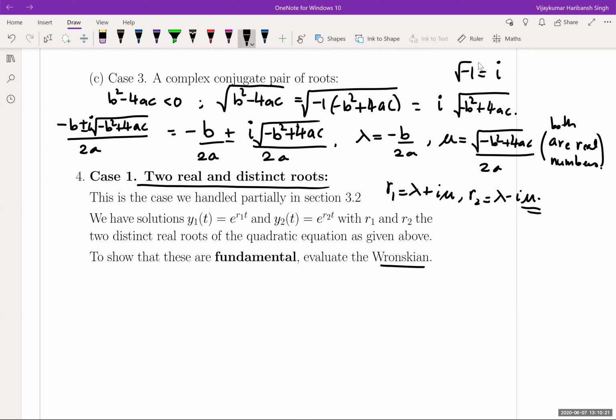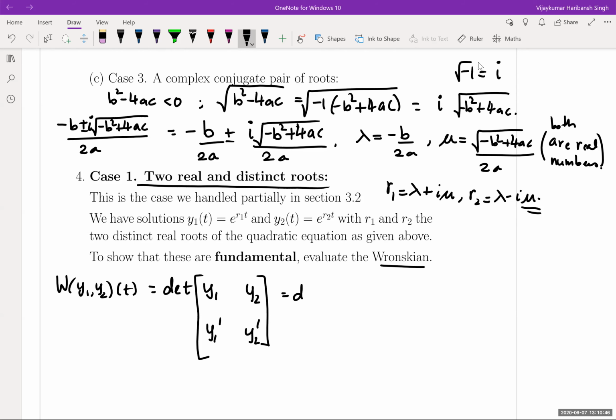For that, we have to compute the Wronskian. So recall, what is the Wronskian? You want to compute the Wronskian at t, and you want to show that it's non-zero at some point, right? So this is going to be the determinant of y1, y1 prime, y2, y2 prime.